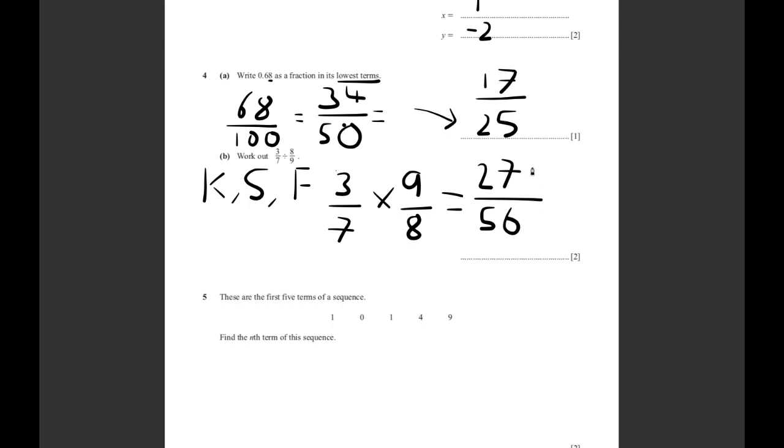We do a quick check. Can we divide by 2? No. Can we divide by 3? Well, yes here, but not here, because 6 plus 5 is 11. 3 does not go into 11, and I reckon that is our answer.